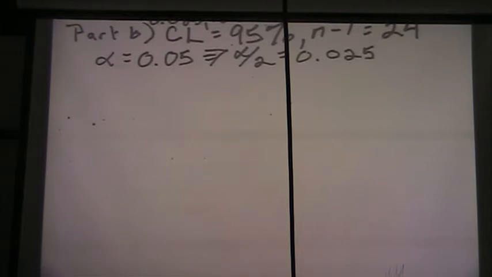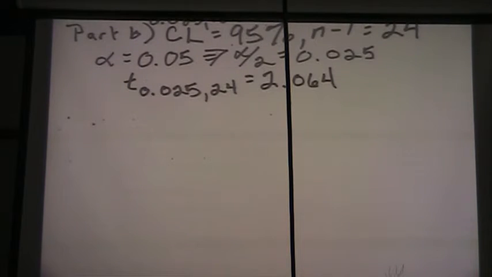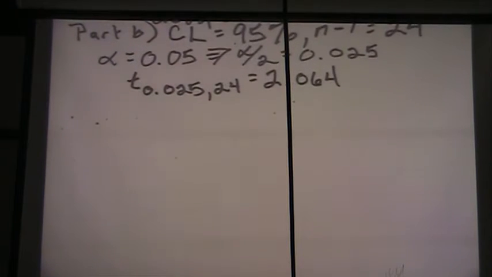All right, so I move my table out of the way. T of 0.025 with 24 degrees of freedom equals 2.064. Okay. So let's move on to part C of this problem.